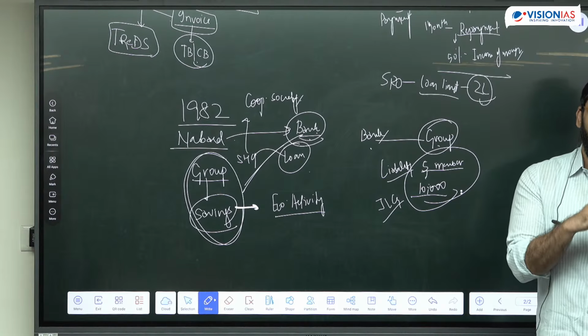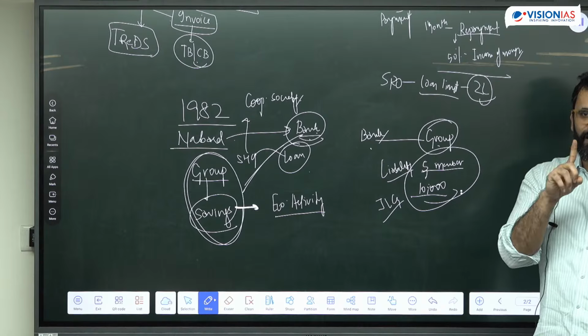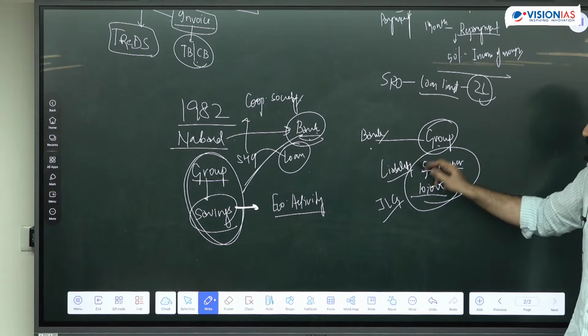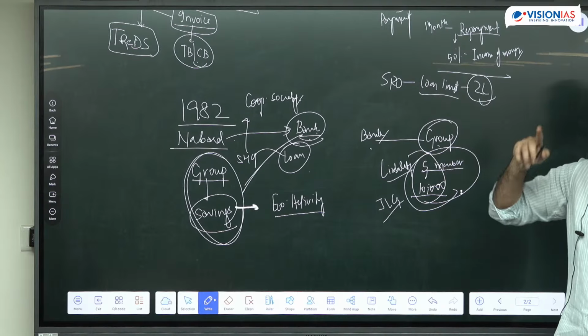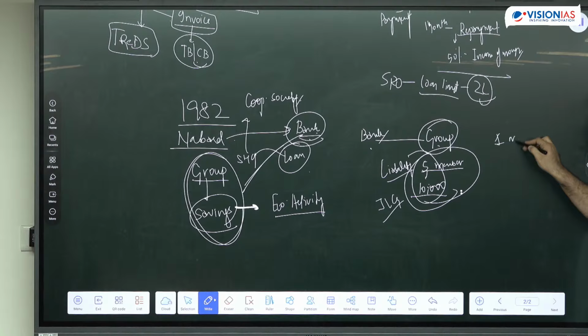The responsibility of every member, because the group is taking the loan. Here, the individual is taking the loan as part of the group. So the agreement the bank signs is that the 10,000 liability is of the group and also of the member. What do you mean by this? If one member defaults and does not pay the loan, the second member has to pay the entire loan.